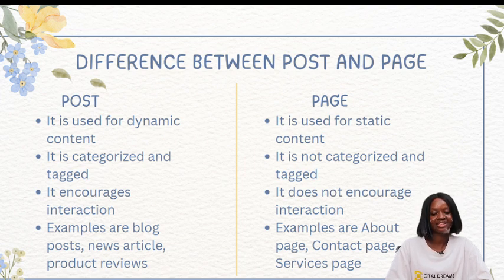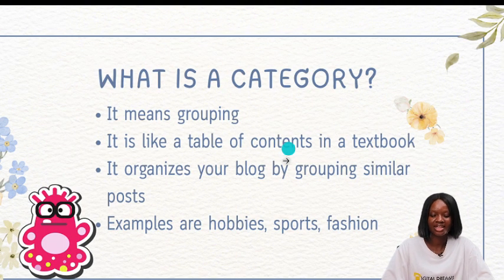So now, what is a category? We're saying posts can be categorized. So a category means grouping. It's just like a table of contents in a textbook. So it organizes your blog by grouping similar posts. You could say maybe you want to talk about all your hobbies. Your hobbies could be anything. So you categorize it first by writing your hobbies. Then under that particular category, you can have another category for reading hobby. If you have any other hobby, you could add it there under your hobbies.